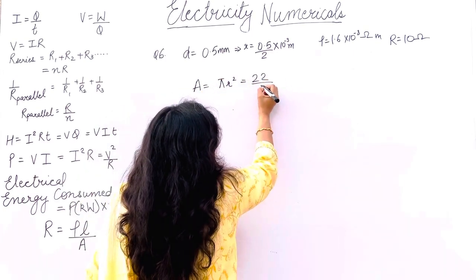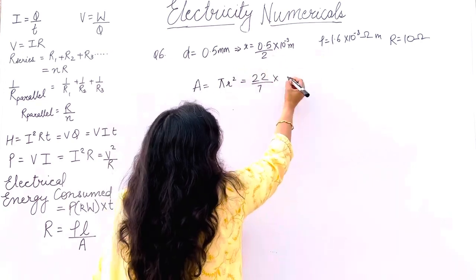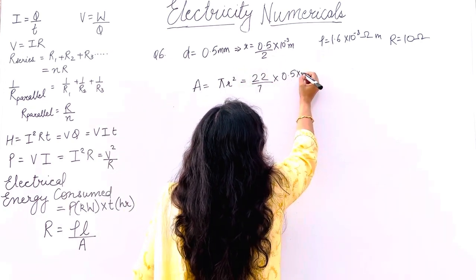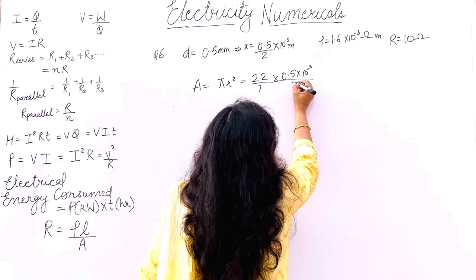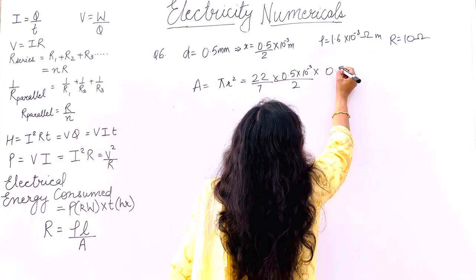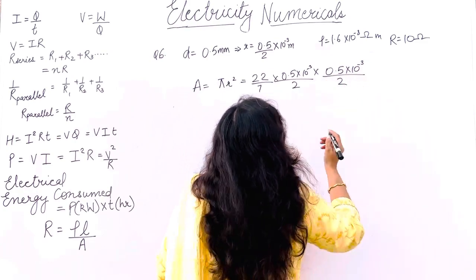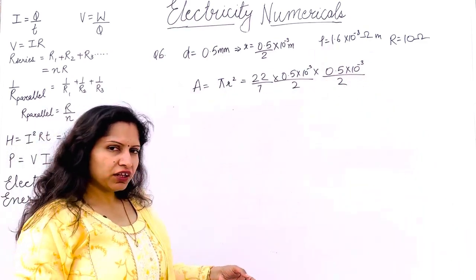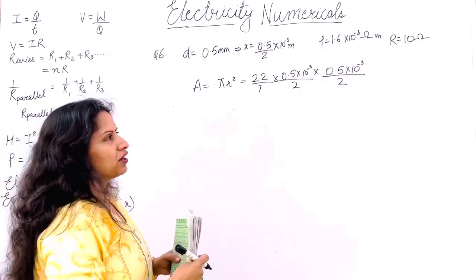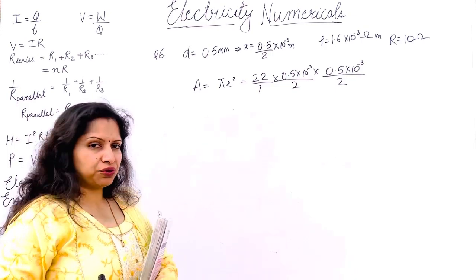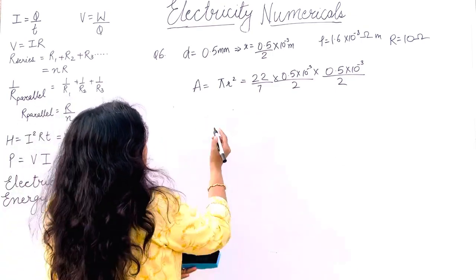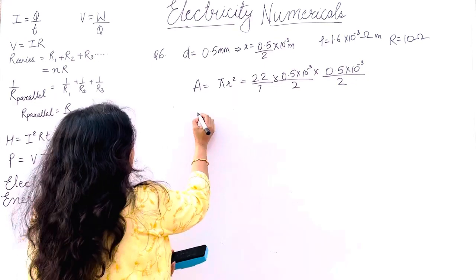So it's 22 upon 7 into r, which is 0.5 into 10 to the power minus 3 divided by 2. We have to do the square of that. So that is the area. Now just putting the values, we'll do the calculations. We are not going to use any calculator. We are going to do it manually only, because in exams also you are going to do it manually.